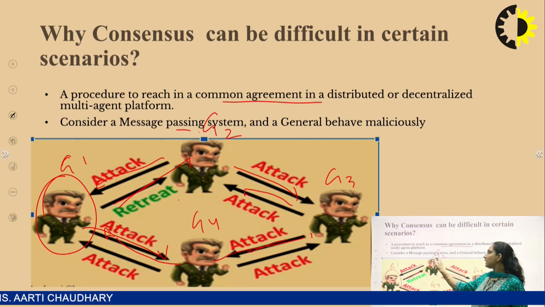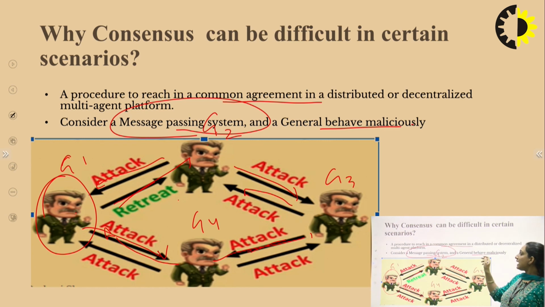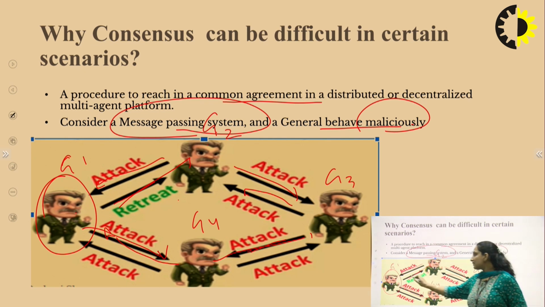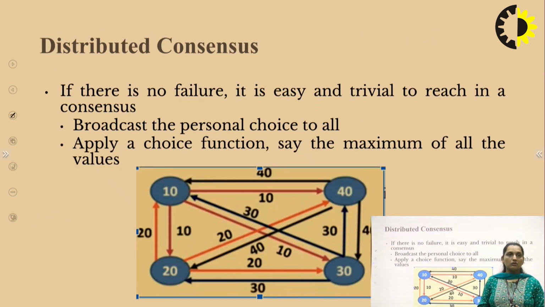So we are using a technique of message passing here, in which one of the generals will behave maliciously. At one instant it is saying retreat, and to another general it is saying that you have to attack. So this is creating a problem for us. That scenario arises in a consensus protocol which will not give us a correct result. So this is what we have in distributed consensus.